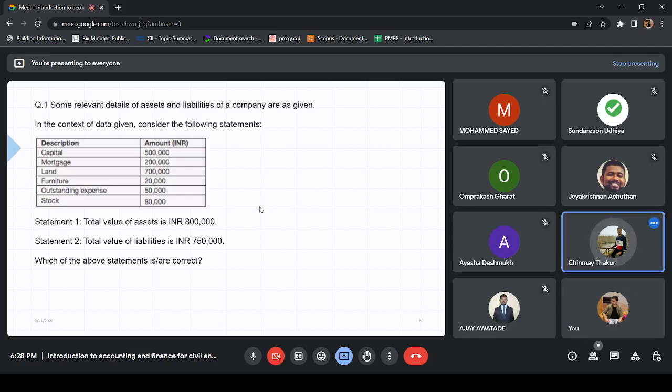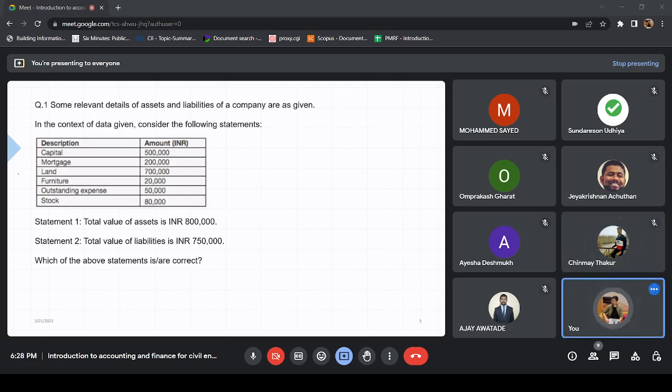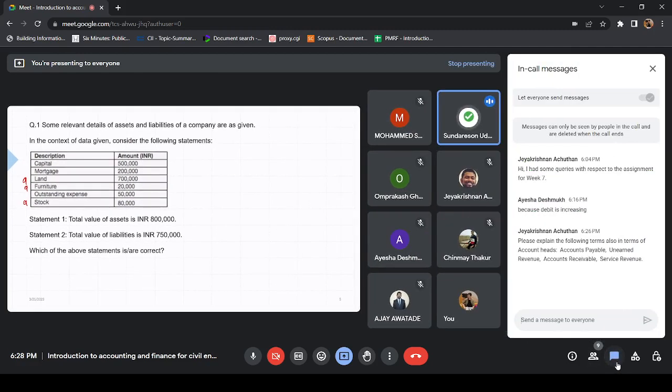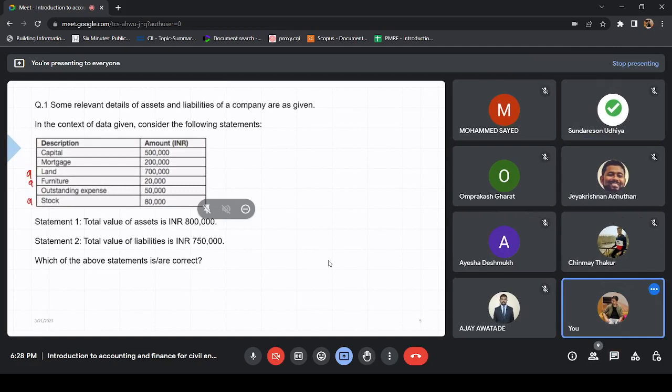Land, furniture, and stock will be assets. Okay, so what I'm getting is land, furniture, and stock would be assets. What about others? Yes, sir, 8 lakhs it is. What about others? Are the rest of the things liabilities? Yes.